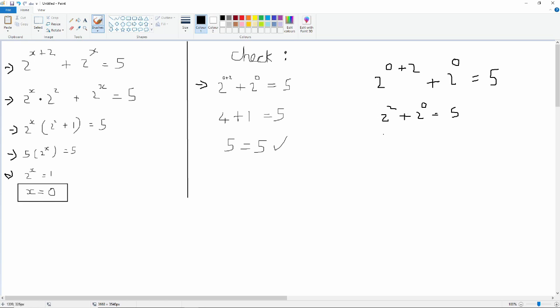And 2 to the power 2 is just 4, and 2 to the power 0 is 1. So 2 to the power 2 is 4, 2 to the power 0 is 1, and that's all equal to 5. And that's this line here. And 4 plus 1 is equal to 5. There you go. 4 plus 1 is equal to 5, and 5 is equal to 5. So we know we've got the right answer.